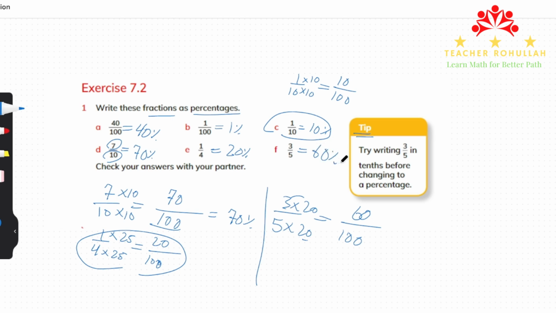This is how we can change fractions to percentages by using the denominator of 100. So I hope it helps you learn how to change fractions to percentages.